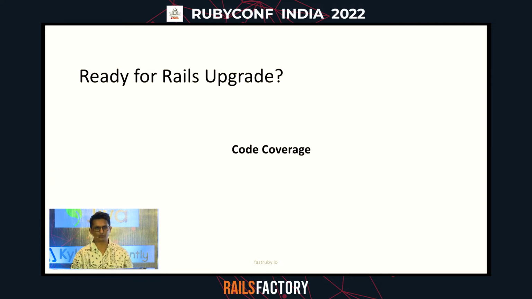The second one is code coverage. Let's say I ask you, do you have a test suite? You say, yes, I do. And then the next question is, what's your code coverage? And your answer is 20%. Then that's not good enough, right? You need to have good code coverage when you're upgrading Rails. 80% is considered decent for a complex application, which covers all your critical parts. So code coverage is another factor which makes your app ready for an upgrade.